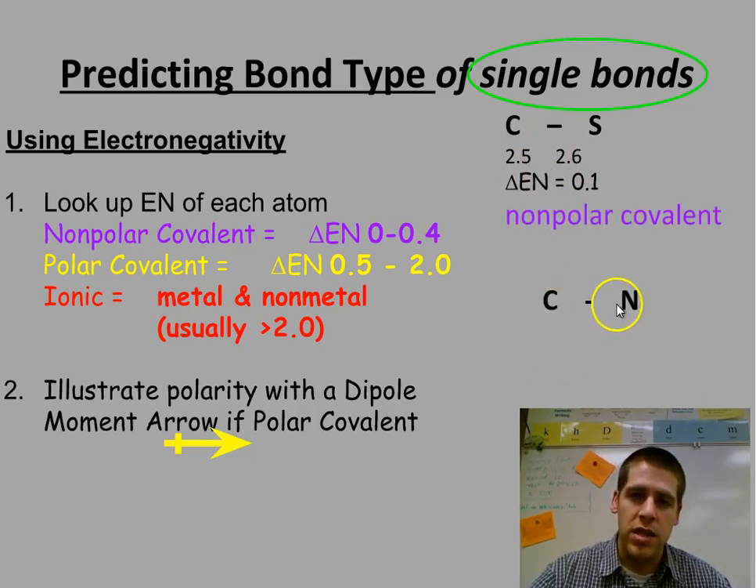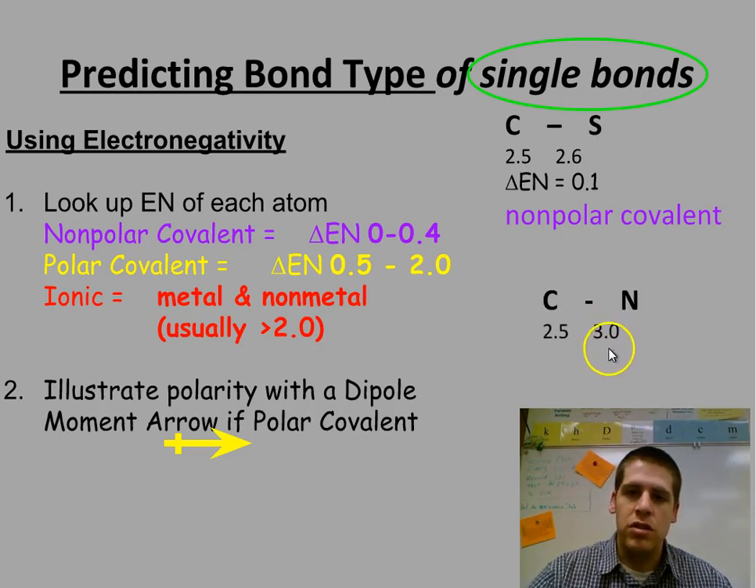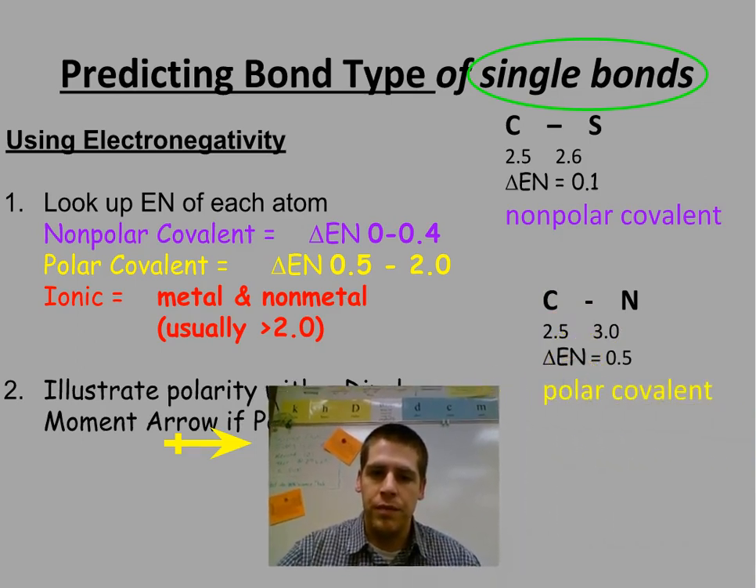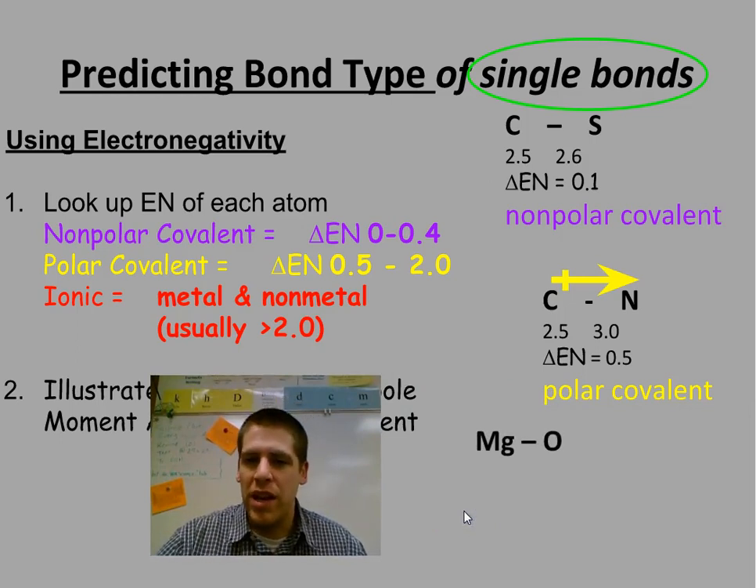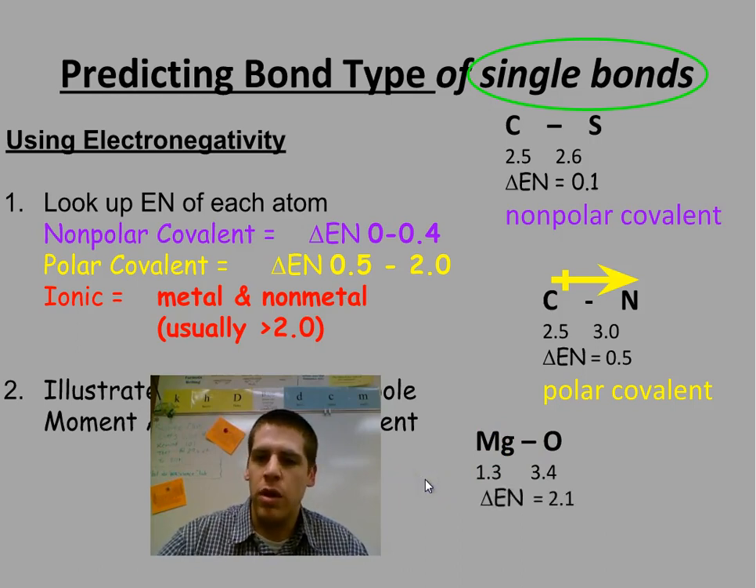Look at carbon versus nitrogen. Nitrogen is stronger than carbon. It's 3.0 versus carbon's 2.5, so the difference is 0.5. So that's going to be polar covalent. And then if we look at an example like magnesium and oxygen, this is actually a metal with a nonmetal, and so it's going to be ionic. You can tell right away, and the difference is 2.1. All these numbers are coming from the back of the periodic table. There's a small list of electronegativities.